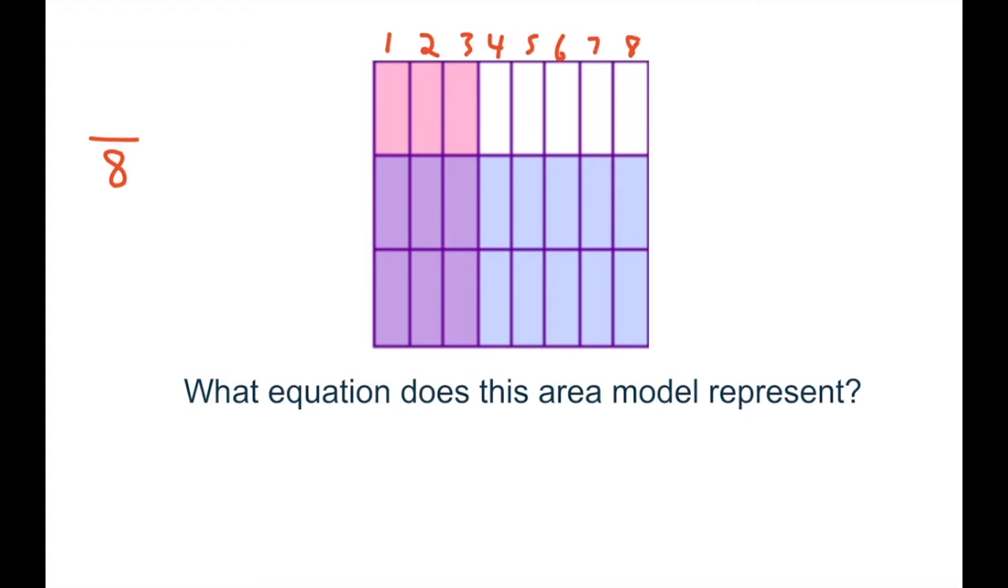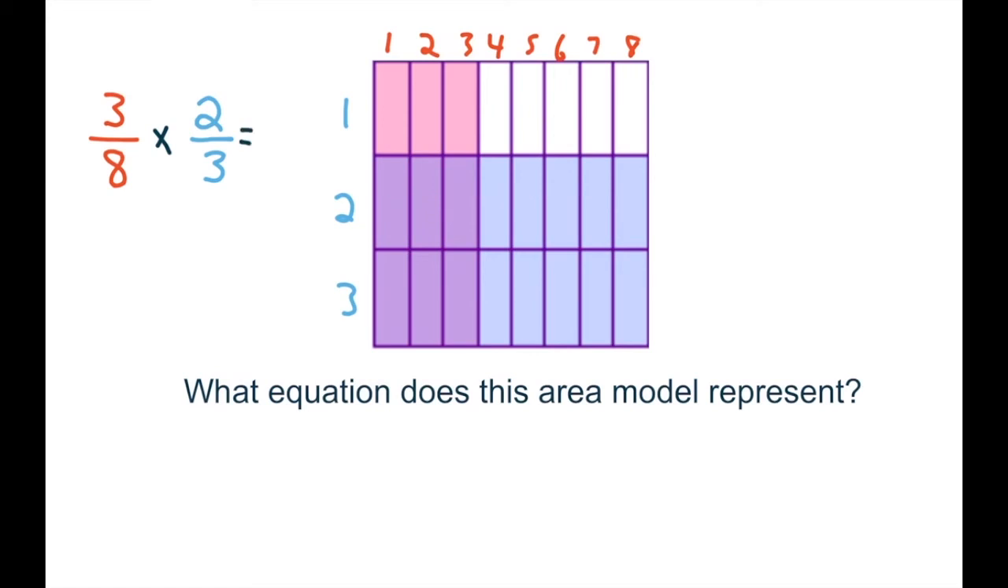To get the numerator, I count the total number of shaded columns that I have. Here I have 1, 2, 3 total shaded columns. So my first fraction for my equation is 3/8. I then want to count the total number of rows that I have in this area model. I have 1, 2, 3 total rows, so my next denominator is a total of 3 rows. I see that I have 1, 2 rows shaded, so that 2 becomes my numerator to get my second fraction in my equation, which is 2/3.